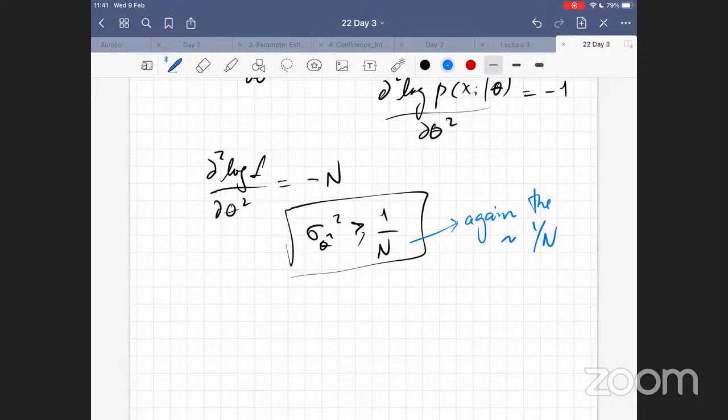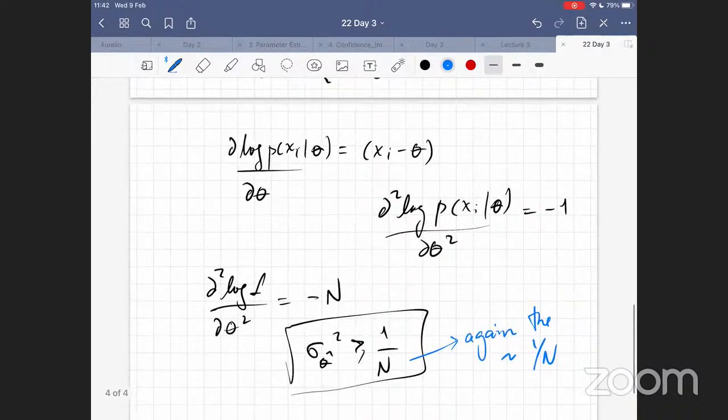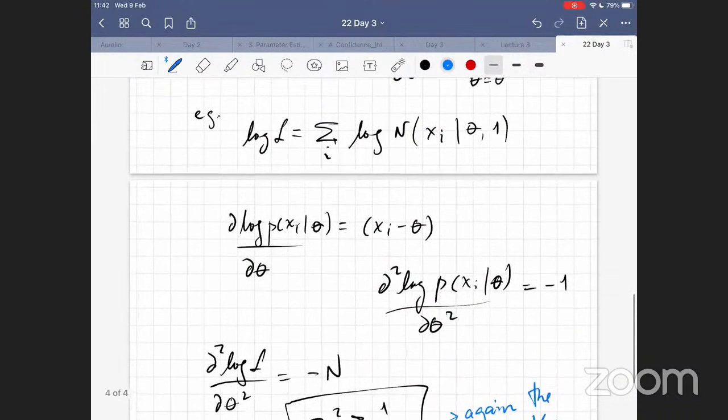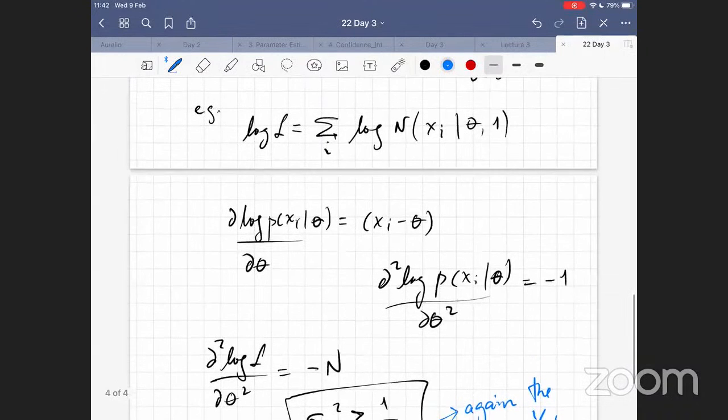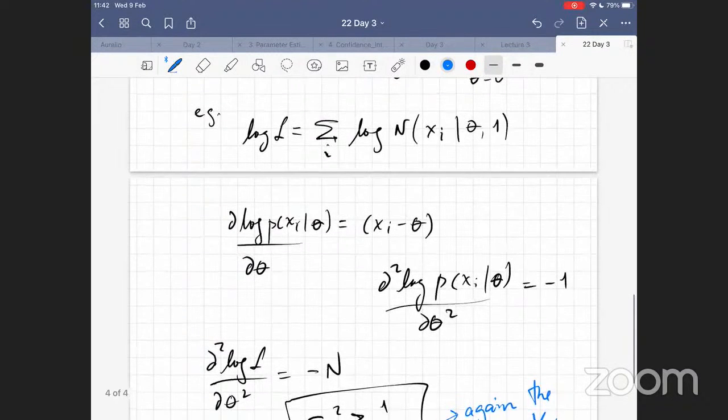Okay. Any questions here? One question. If we have a multivariate distribution, can we calculate the bound for the covariance matrix in that way? Say it again, sorry. If we have a multivariate distribution, can we do the same for the covariance matrix?